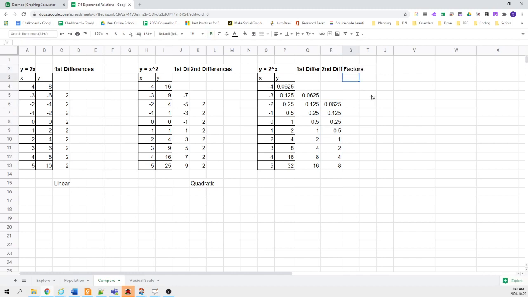So let's take a look at the successive factors. So this divided by this, P5 divided by P4. So now we're getting equal factors, which means that we're going up by a factor of 2 each time. This tells us it's exponential. In fact, it's exponential growth because it's growing. It's a number greater than 1.